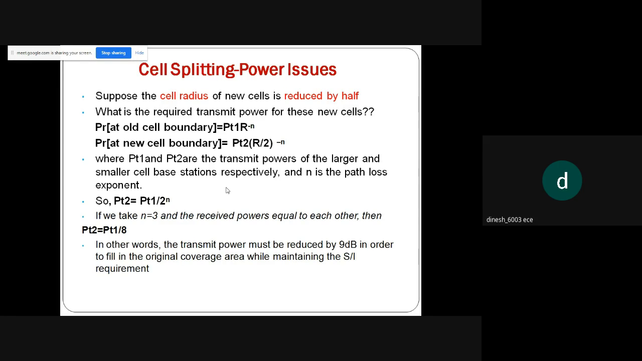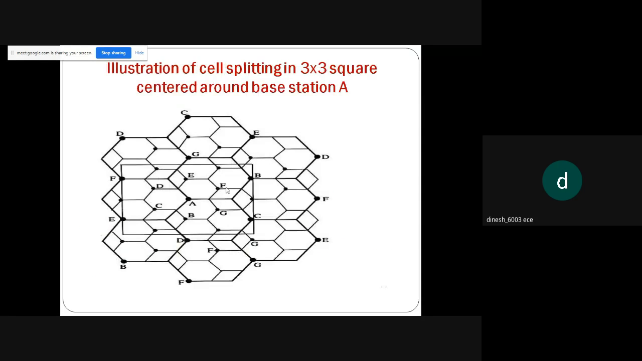So if you take n equal to 3, the received powers will be equal to each other. So PT2 will be equal to PT1 divided by 8. In other words, the transmitted power must be reduced by 9 decibels in order to fill the original coverage area while maintaining the signal to interference requirements. So to have a good signal to interference requirement, the transmitted power must be reduced by 9 dB.